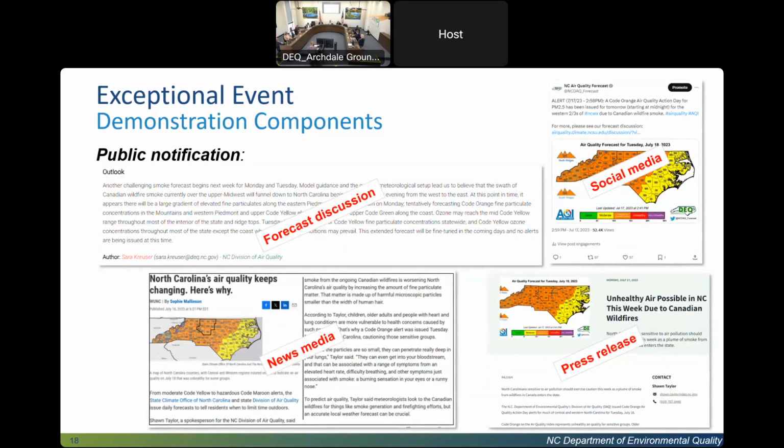And then the last requirement is to show that we anticipated these exceptional events. We alerted the public and we educated the public about how to mitigate any negative health effects from the incoming particle pollution. And in North Carolina, we have a pretty robust communication system set up. We have daily forecast discussions online that the public can read. We have social media on X and Facebook where we post our forecasts. We also utilize press releases as well as media interviews to get that information out. And so we provided this type of information for each of those days or events that we identified.